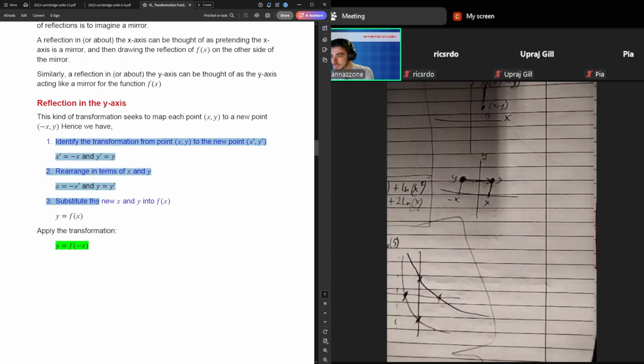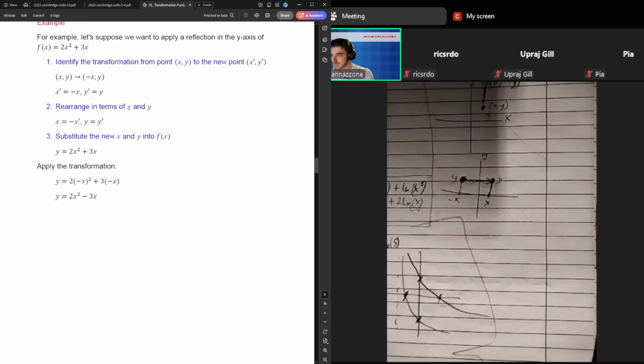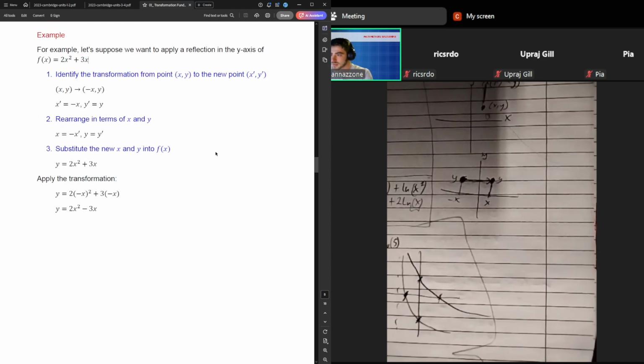Once you know that, you go through your 3 steps, you replace every x with negative x. As an example, if you have multiple x's, you're going to have a negative on the x, then replace all of those x's with negative x's, and then simplify from there.